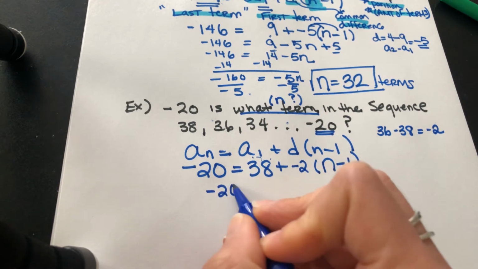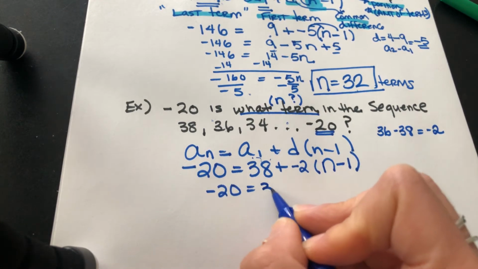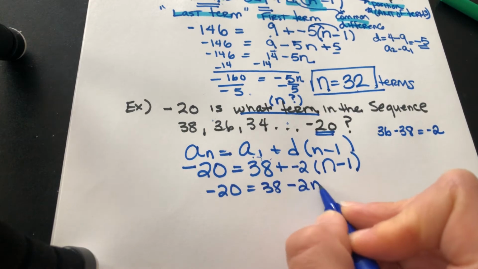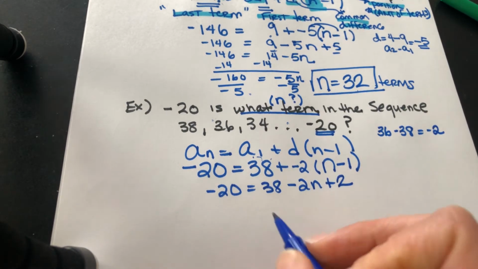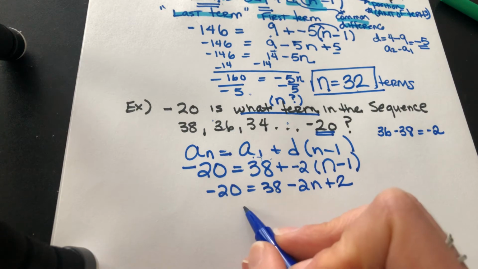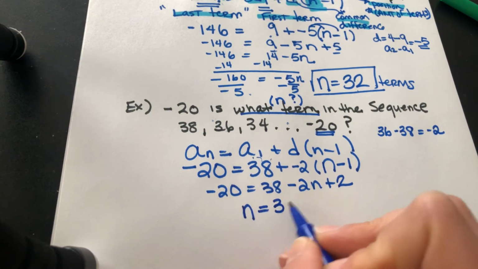Please, please be very careful. Do not do this first. You have to distribute that 2 out. And then from there, you guys should be fine, and you should get n equals 30.